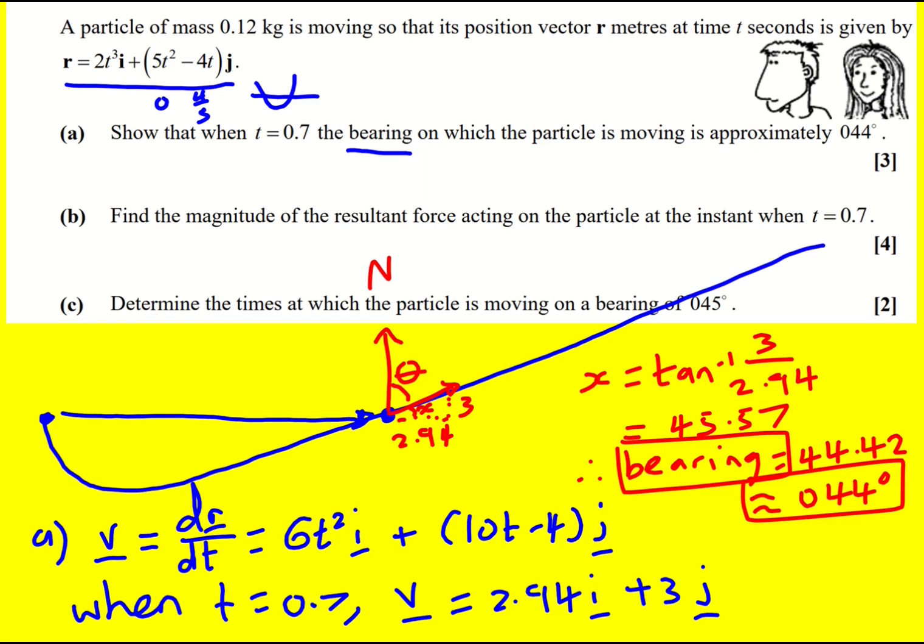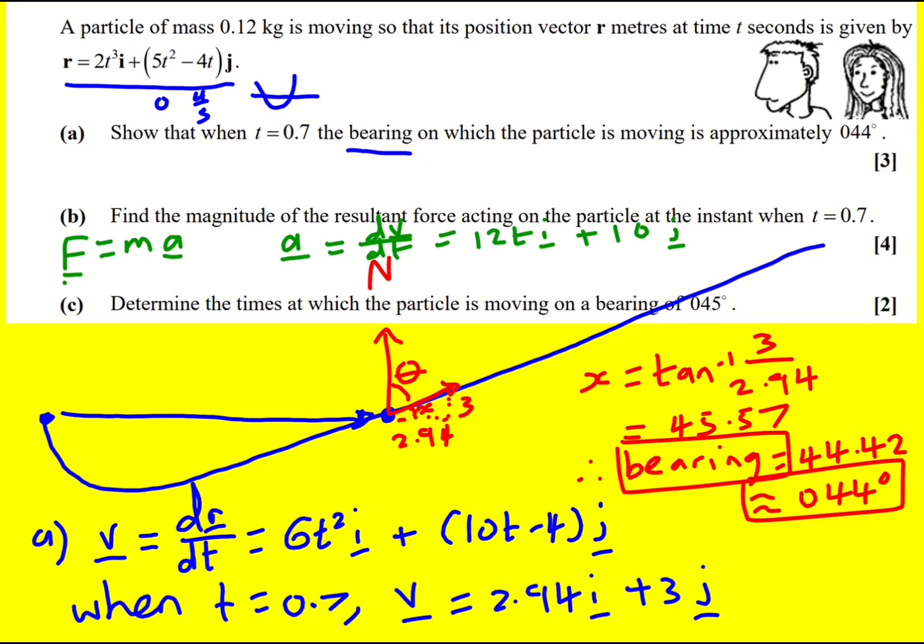Next, we're asked to find the magnitude of the resultant force acting on the particle when t is 0.7. So for this, we're going to need to use F equals ma. But F and a are technically vectors. We just want the magnitude, so put the modulus sign around it or just write F. Okay, but I need a. Now a is going to be the second derivative of the displacement or the first derivative of the velocity. So dv by dt, which is going to give 12t i plus 10 j.